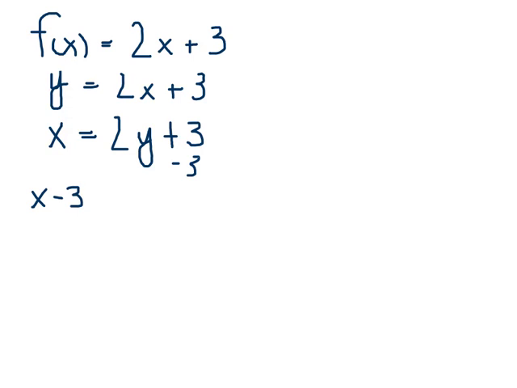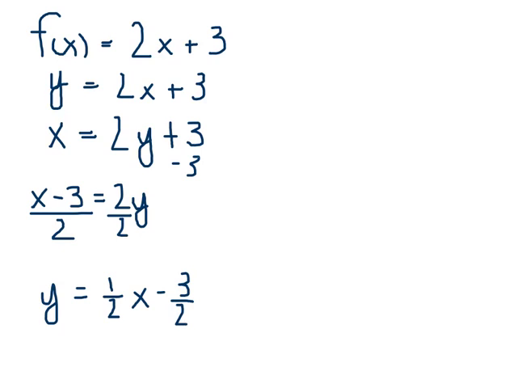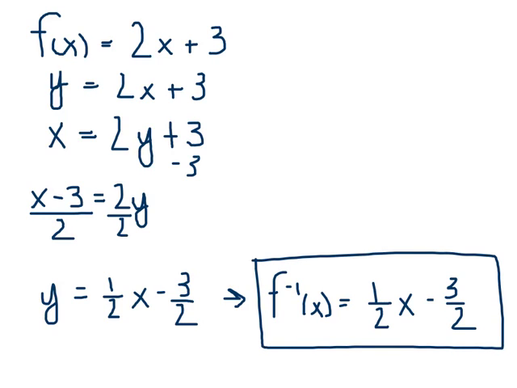x minus 3 equals 2y. And then, to get the y by itself, we're going to divide everything by 2. So then we get y is equal to 1/2 x minus 3/2. And now we have the inverse. So we can write that as f inverse of x equals 1/2 x minus 3/2. This would be the inverse of our original function up here.